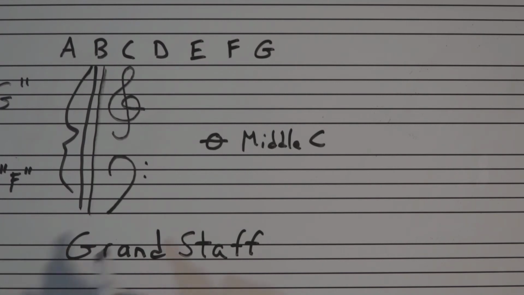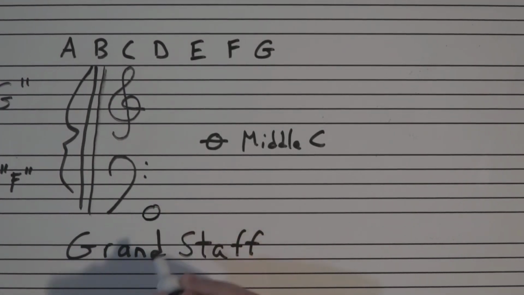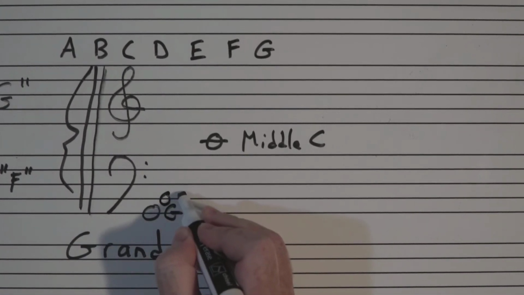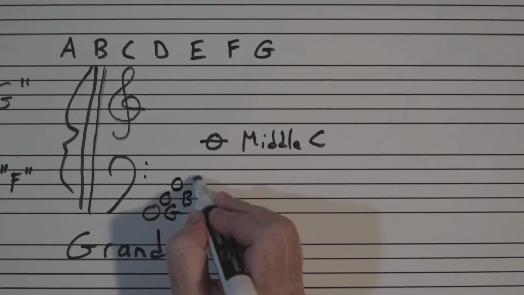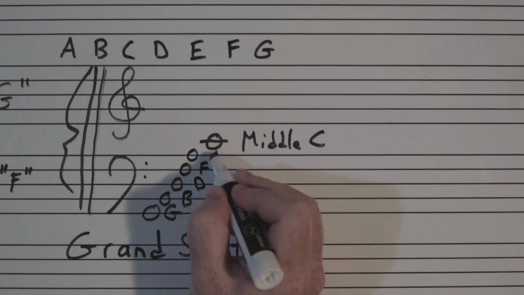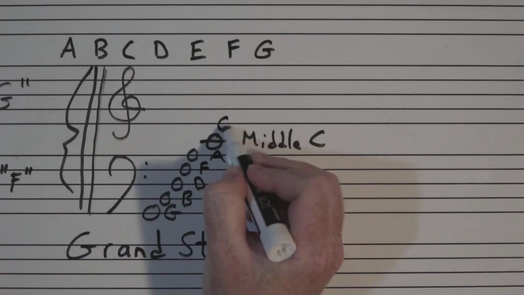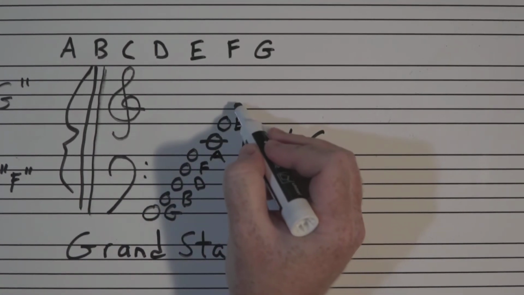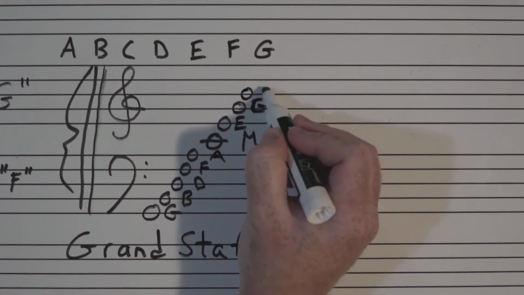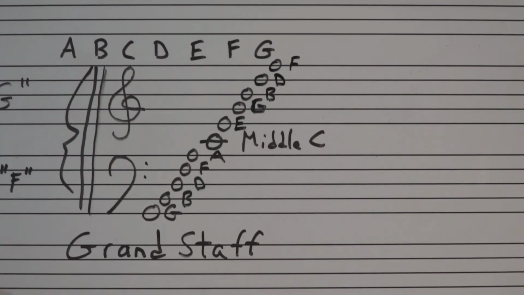Now follow all of the lines as we progress all the way through the bass clef, starting with that lowest line on the bass clef, which is G, B, D, F, A, and then middle C, and it keeps going. E, G, B, D, and F.